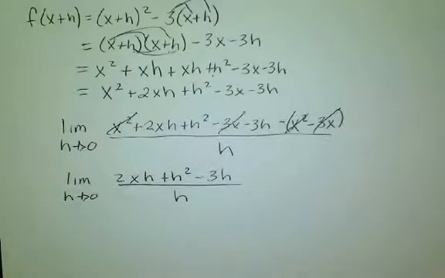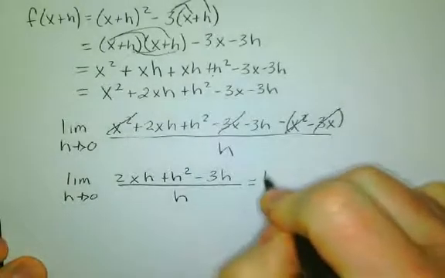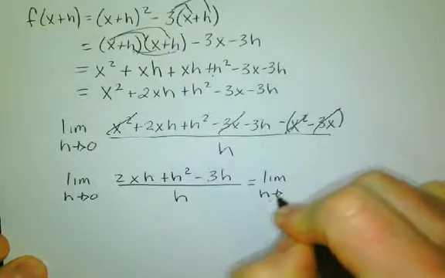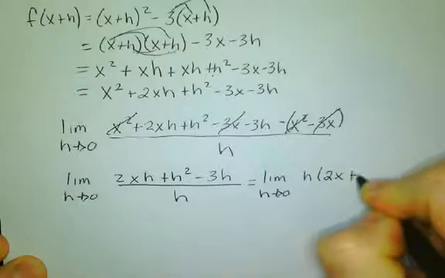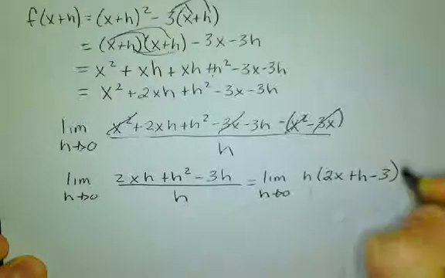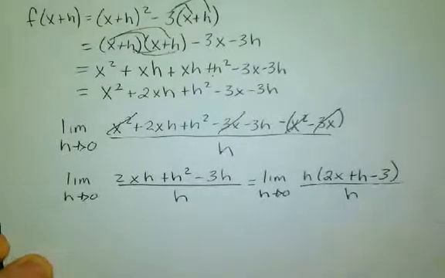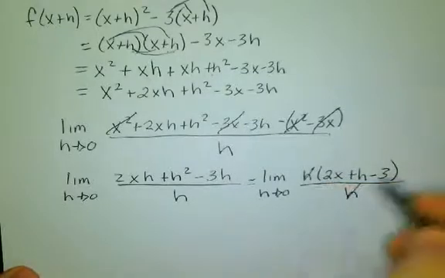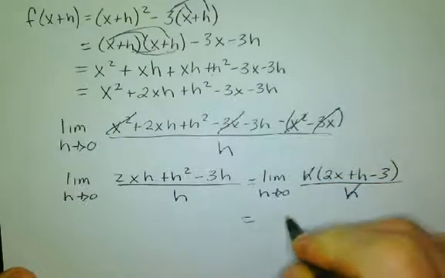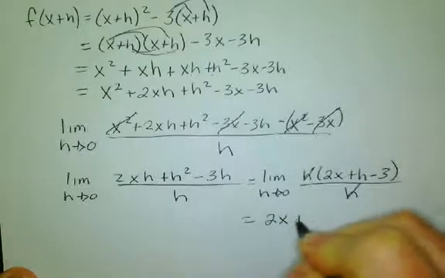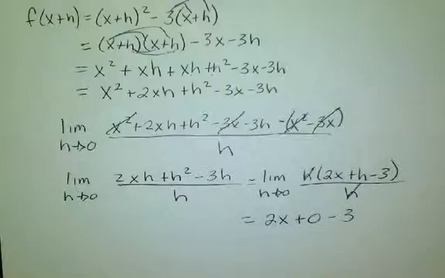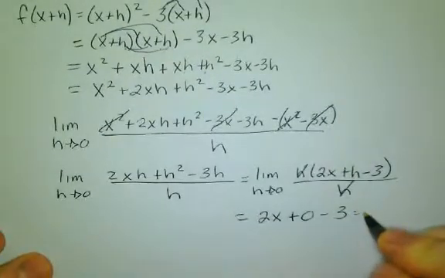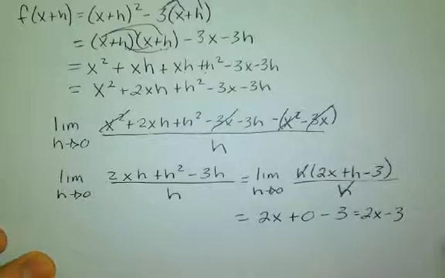We see that every term has an h in it, so we can go ahead and factor it out. So we have h times (2x plus h minus 3) all over h. The h's cancel, so I substitute 0 in for h, not for x, just for h. So I have 2x plus 0 minus 3, which simplifies to 2x minus 3.